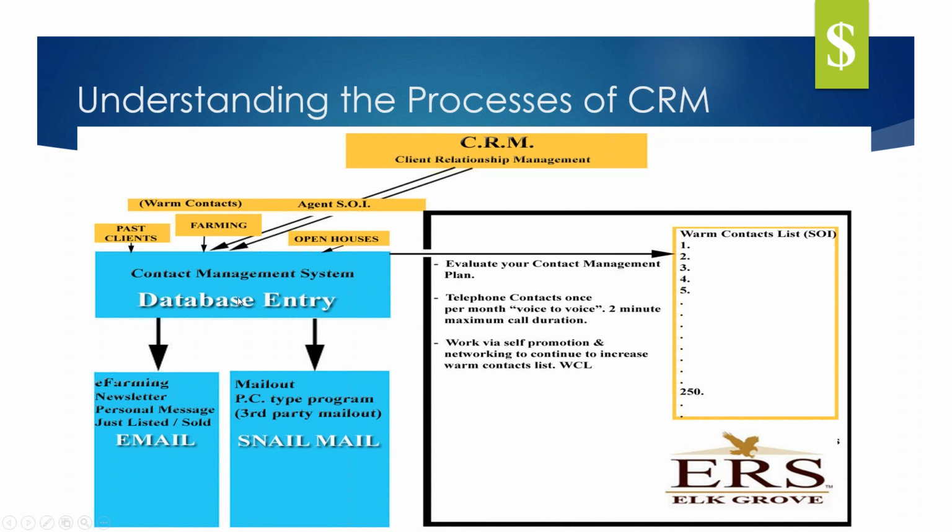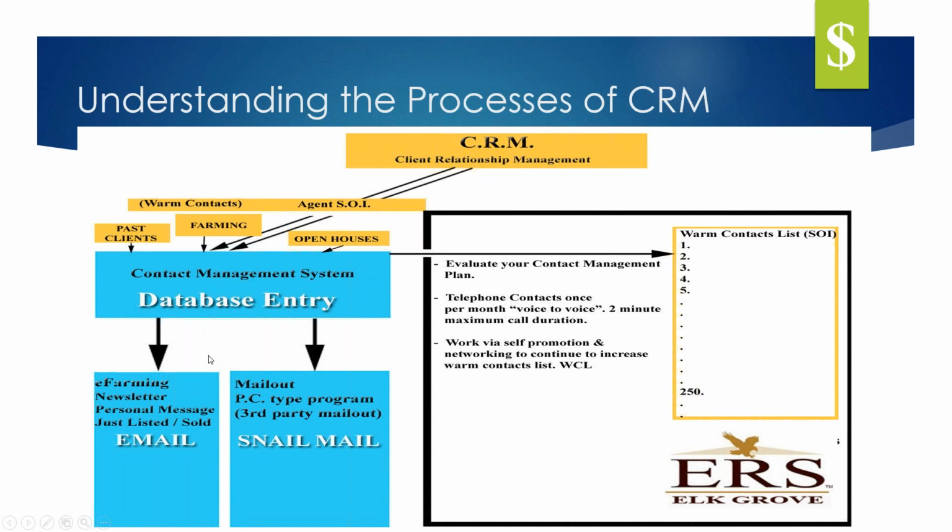So contact management system is the database, and that's what the CRM is all about. So how do people or contacts get into your database? Well, like I said, you start by entering and dumping your warm and your SOI contacts in there, past clients, contacts from farming. So if you're an agent and you're working a farm, then the contacts in your farm should absolutely be in your database. You're doing yourself a disservice if you don't have them in there. Open houses. So basically, you get the point. All of your prospecting methods and activities that generate leads and new prospects, this is how the database gets filled.